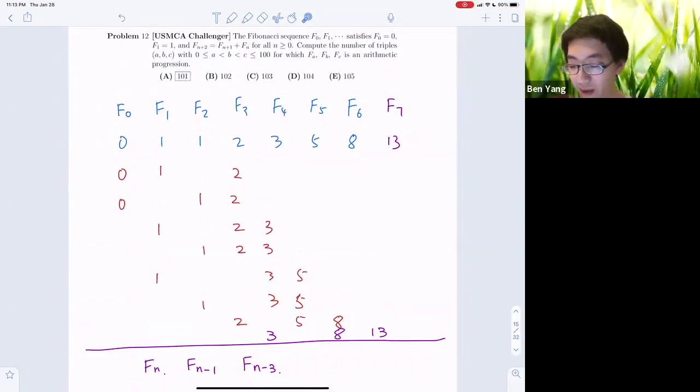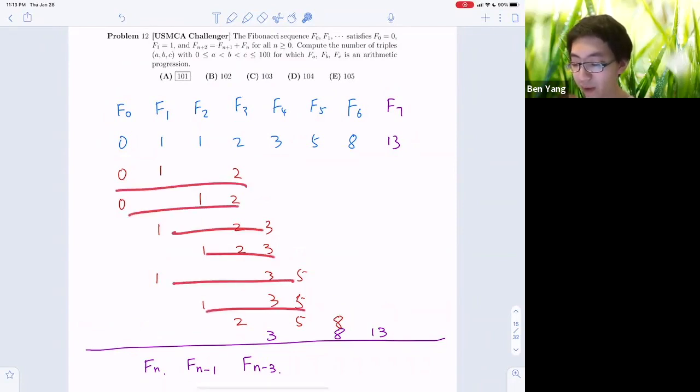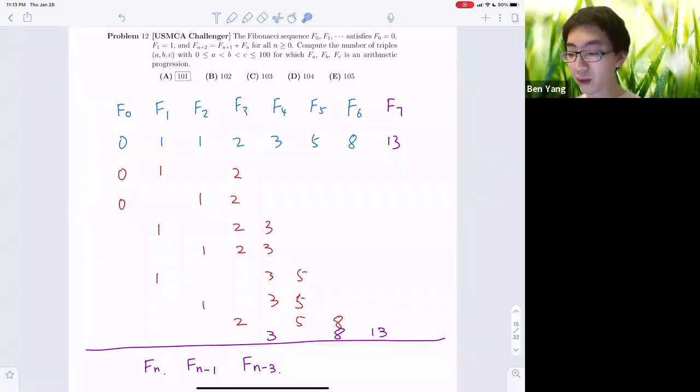So let's see, how many arithmetic progressions are there? 1, 2, 3, 4, 5, 6, 7, 8. So the last term is F7 here, and we have 8 arithmetic progressions.